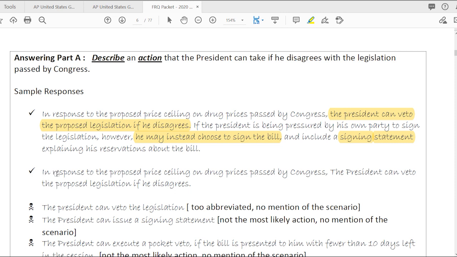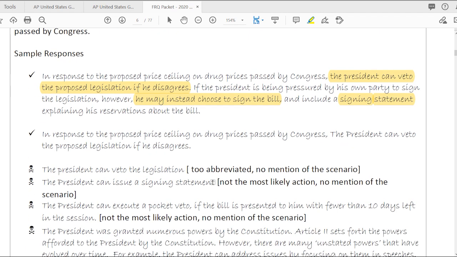Another version: in response to the proposed price ceiling on drug prices passed by Congress, the president can veto the proposed legislation if he disagrees. Very simple. That's probably going to get a point. If you just say the president can veto the legislation, who knows? You might get a point this year, but you don't mention the scenario. That is the kiss of death on these questions. You have to mention the scenario.